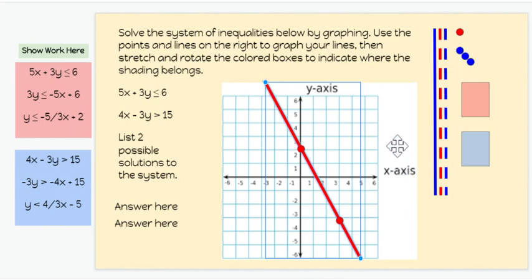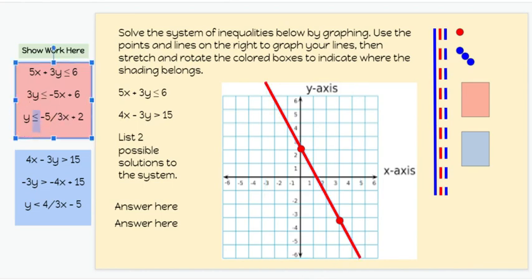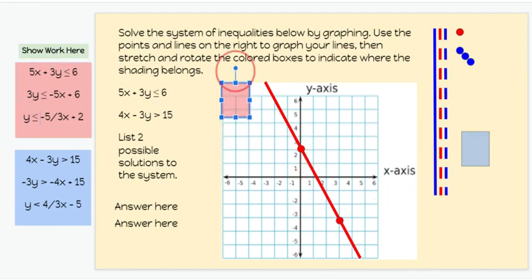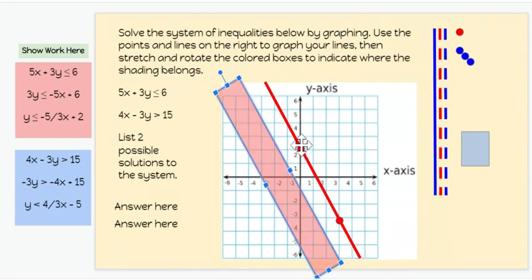All right, the last thing I need to do is decide on my shading. So again, look at the symbol. Y is less than or equal to. Less than means below. So I'm going to take this. Let me rotate it first and then stretch it.